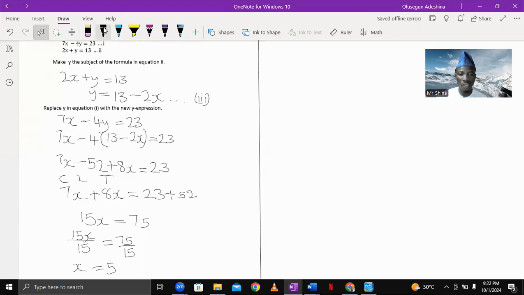Now, let's go to the other side and solve for y. All we need to do now is very simple. We are going to use the new value of x in equation 3 this time around. Use the new value of x, which is 5, in equation 3. Looking at equation 3, we are going to replace x with the value 5, and that's going to give us our y. Let's get that done.